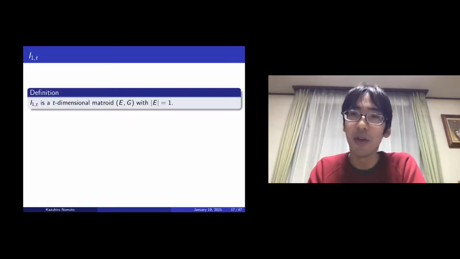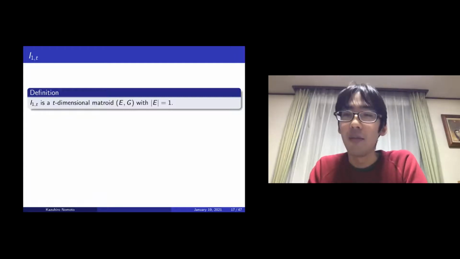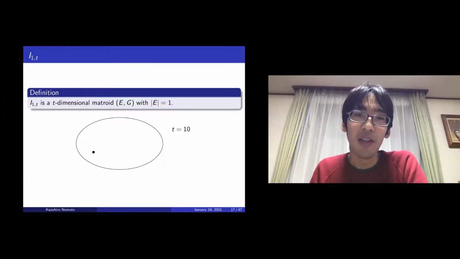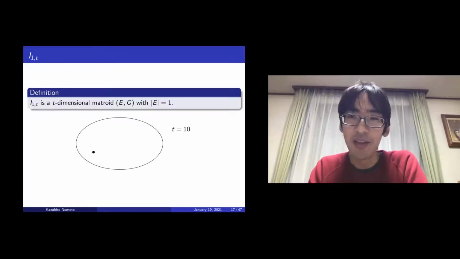I'm going to define a new matroid denoted I sub 1t for a positive integer t. It's just going to be a matroid with a t-dimensional projective geometry as your ambient space, and E, your ground set, is just a single element. So it's this large projective geometry of dimension t, and you just have exactly one element in your ground set. It's almost empty, but it's got one element there.